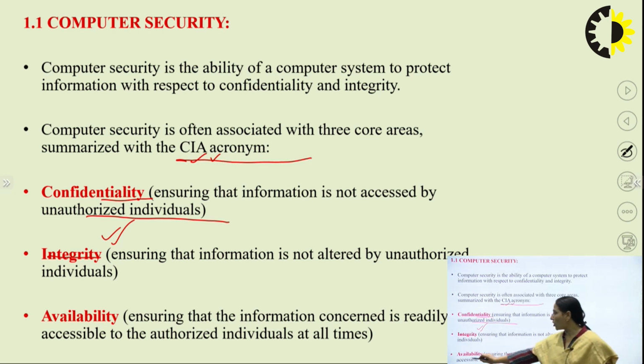Now, the next topic which comes into the scenario is availability. What do we understand by the term availability of data? It is very clear from the word itself. We need to ensure that the information which an individual or a concerned party needs is readily accessible to the authorized individual all the time, right?